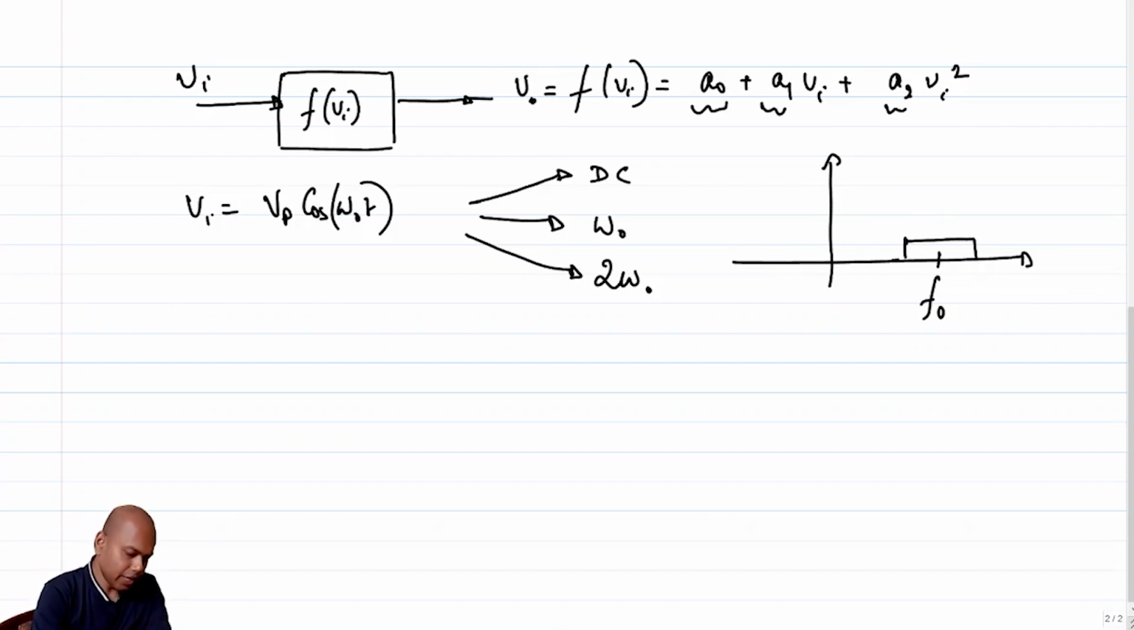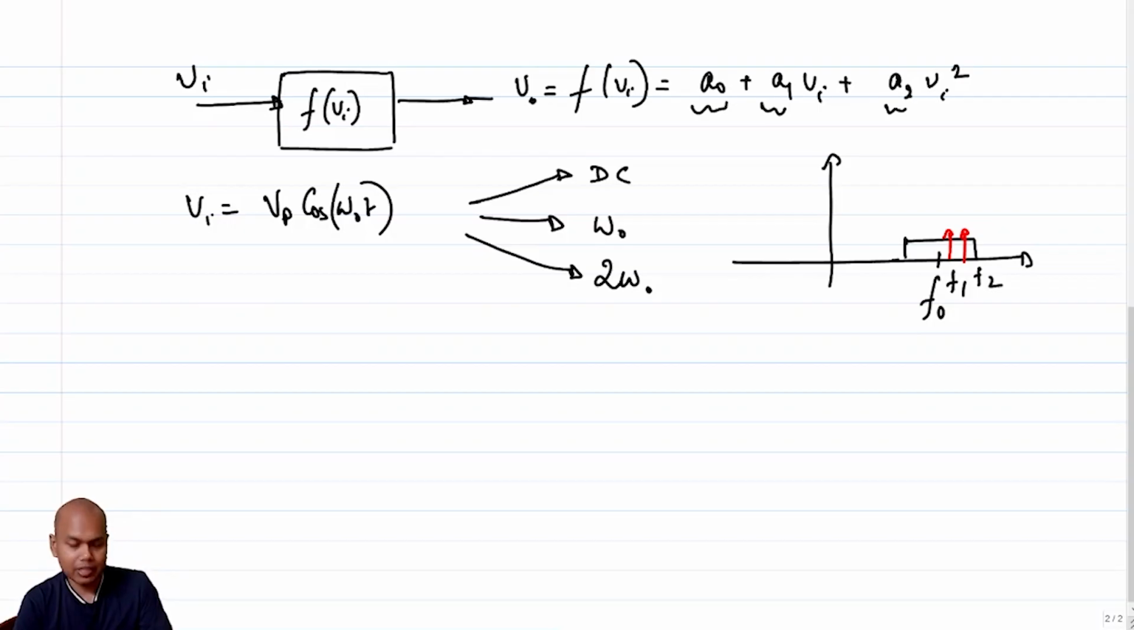So instead of sending f naught, I will send two tones which are, let's say, close to f naught. I call this f1, and I send f2, or omega 1 and omega 2, right? So what happens if I send these two tones?